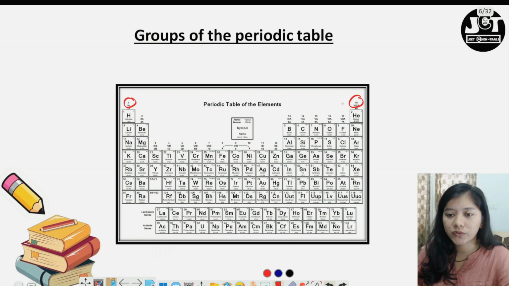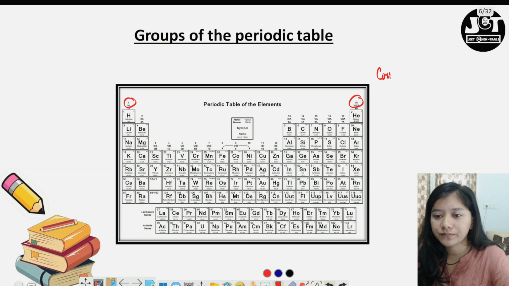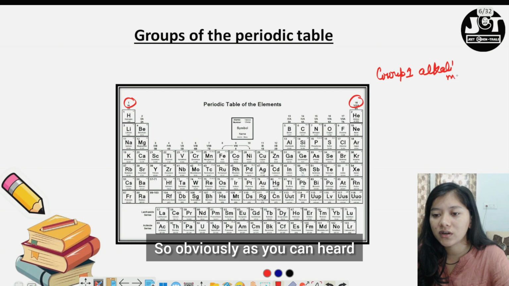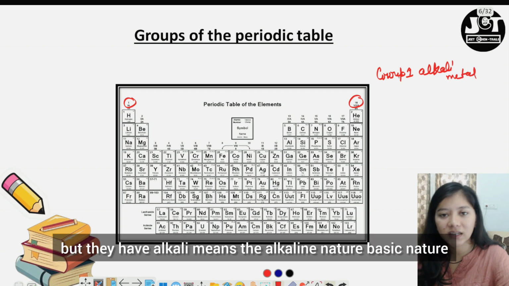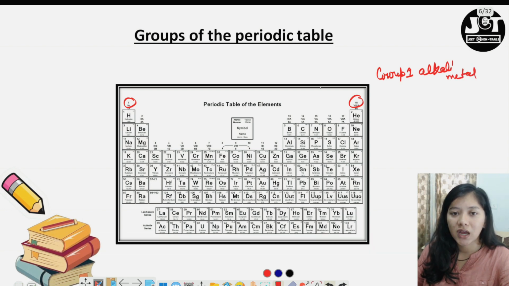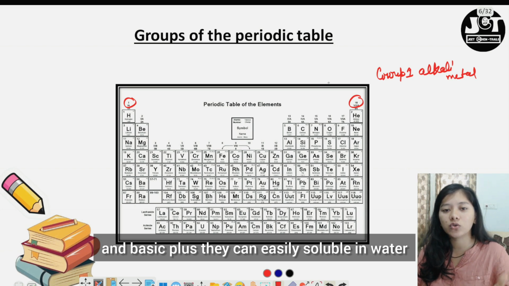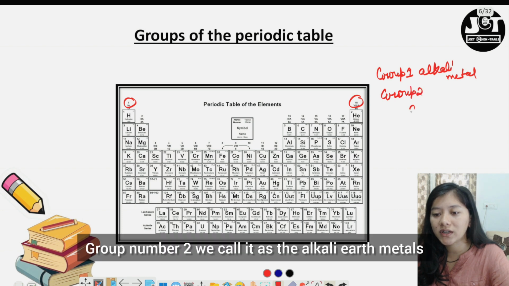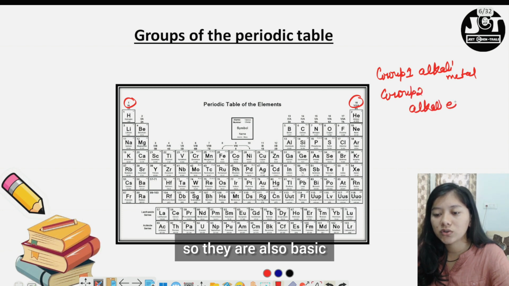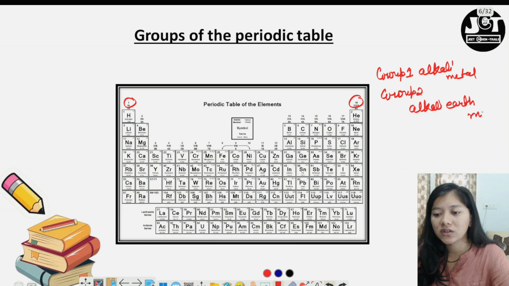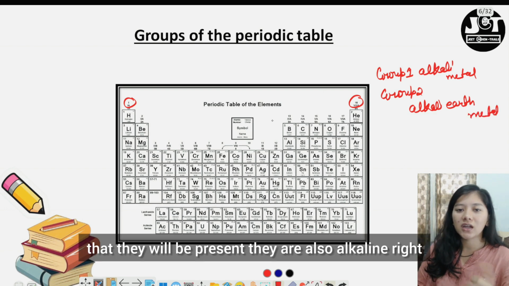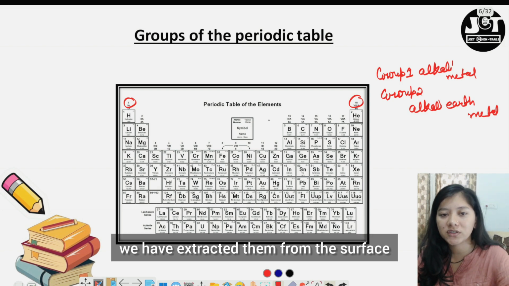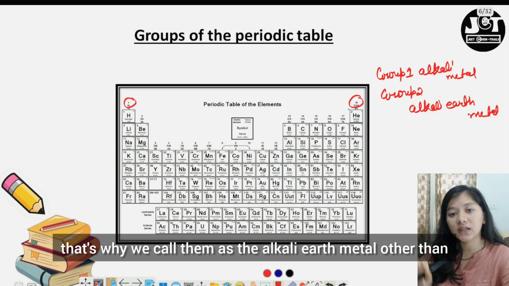The first group which you need to remember is group number 1, and we call them the alkali metals. Obviously, as you can hear, they are metals, but alkali means alkaline, basic nature, and they can easily dissolve in water. In the same way, we have group number 2. Group number 2 we call the alkaline earth metals. They are also basic, also alkaline, right? But they are present in the earth's surface. We have extracted them from the surface. That's why we call them alkaline earth metals.